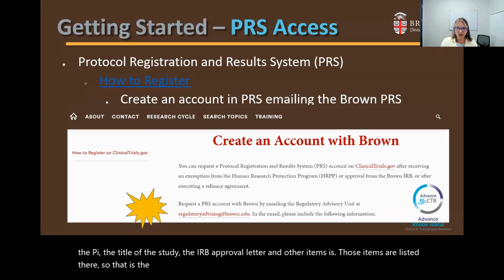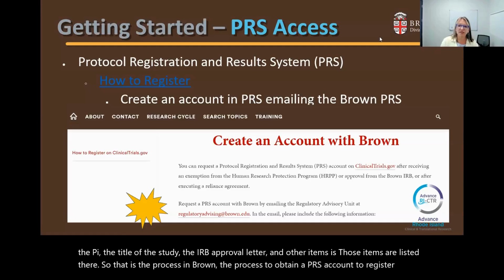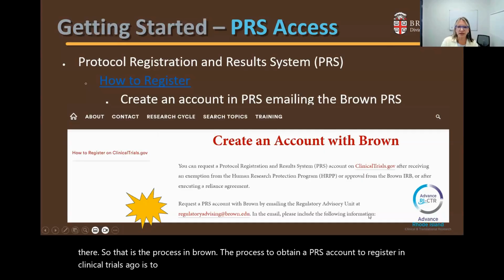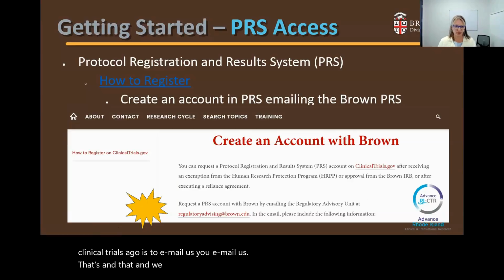At Brown, the process to obtain a PRS account to register in ClinicalTrials.gov is to email us. You email us, and we will guide you through the process. That's if you don't have an account.